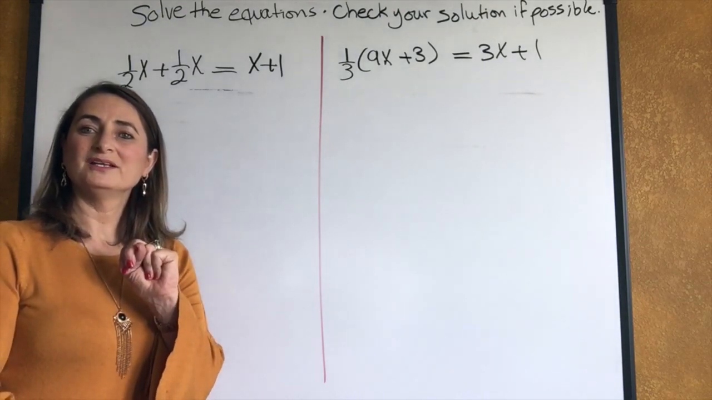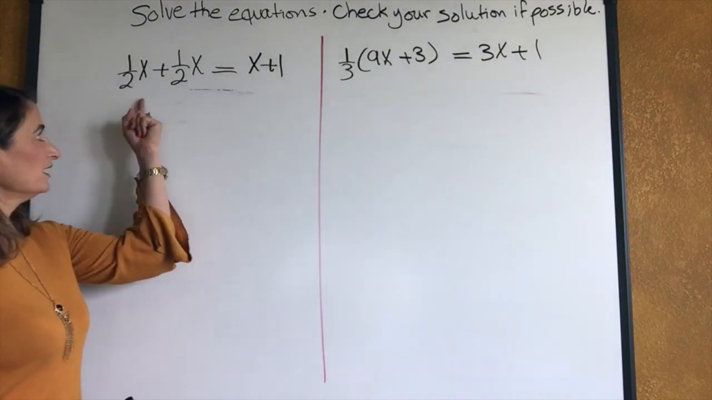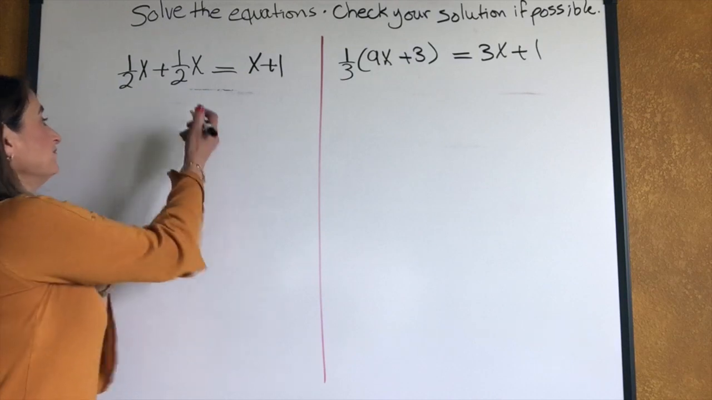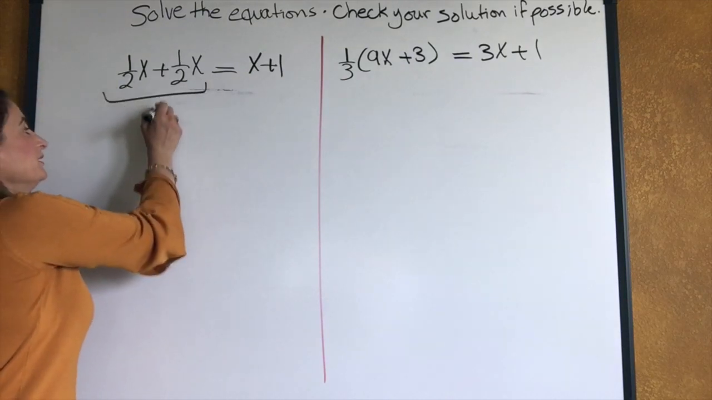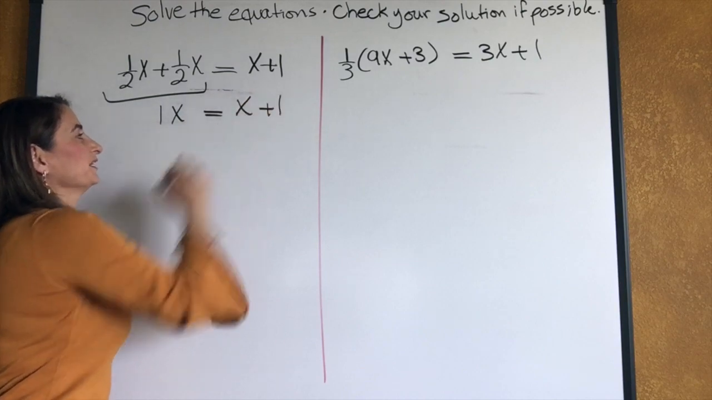Step number 2, combine like terms on the same side of the equation. And I do have x and x, they are the same term, so add the coefficients. Half plus half is 1. You end up with 1x on this side. Bring the equal sign, x plus 1, bring it down.